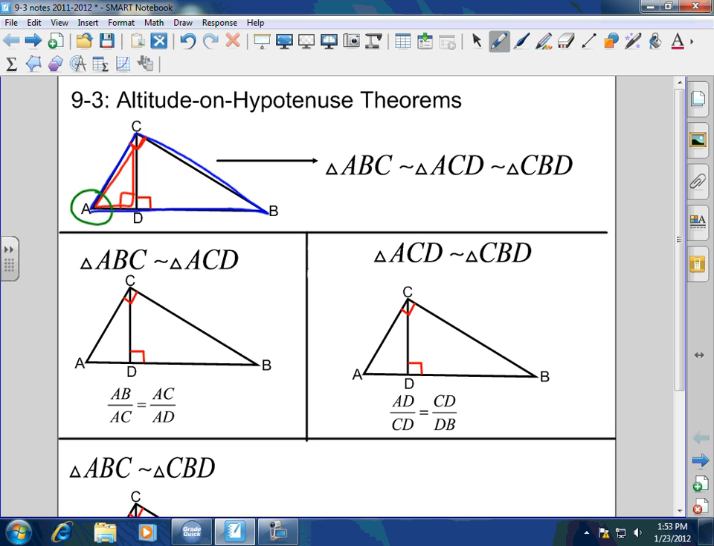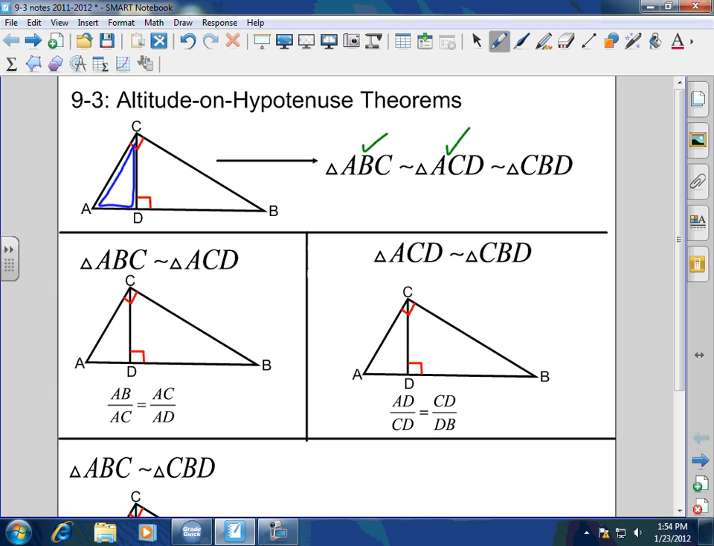But I thought that you were insinuating that the reason that all three are similar is because of reflexive. So I just didn't understand what you were saying. You have to articulate. Thank you, sir. So does that make sense how I go from AB to AC? You with me? Okay. Now, let's investigate ACD and CBD.